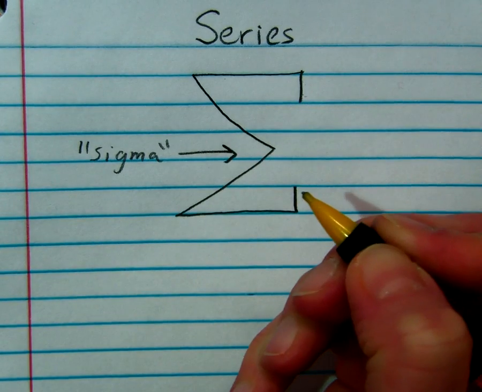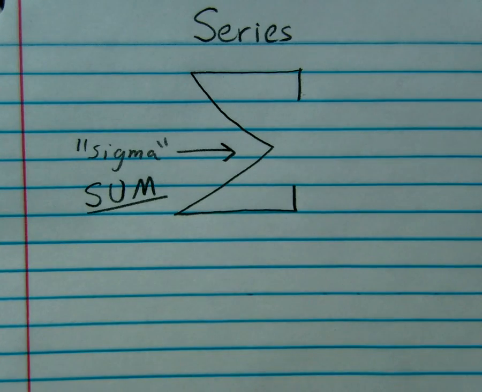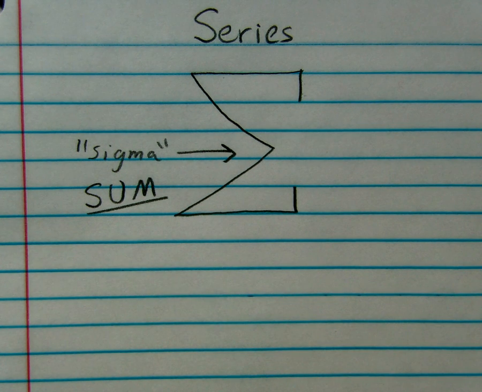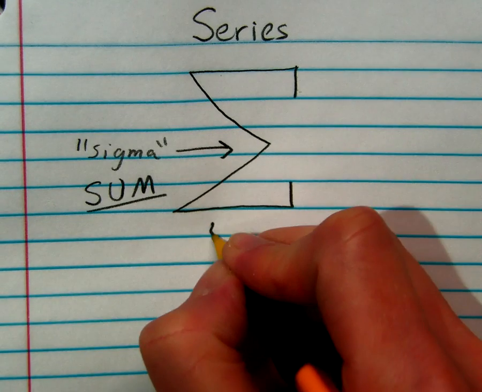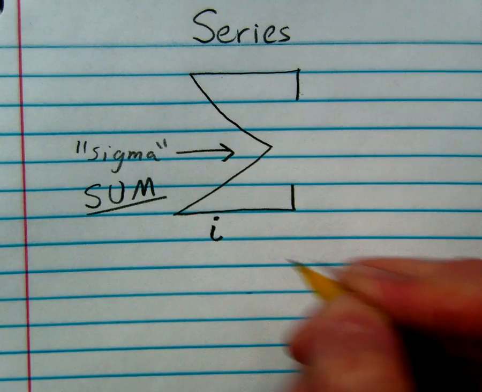That's what this symbol is. And sigma in math means sum. So basically what a series is, it's a sum of the terms of a sequence. And usually it is a finite number of terms. So we're going to start by talking about all the different pieces of information that are going to be here. So at the bottom, they're going to give you whatever variable they're using. I'm going to use a lowercase i. I like to put a little curl on mine.